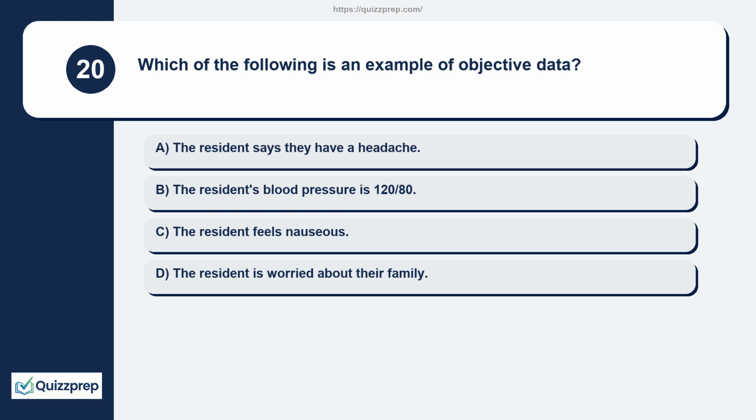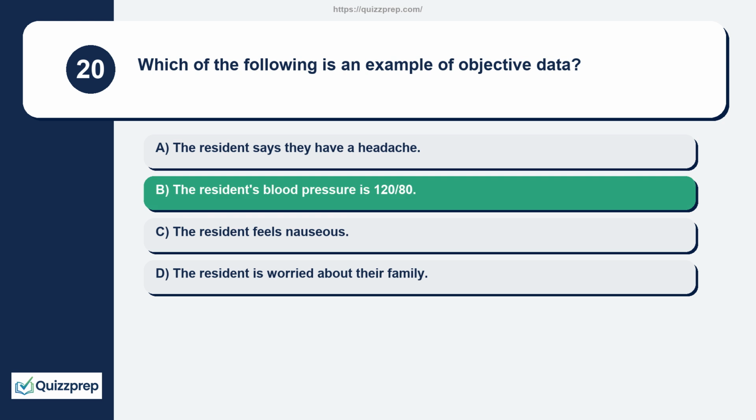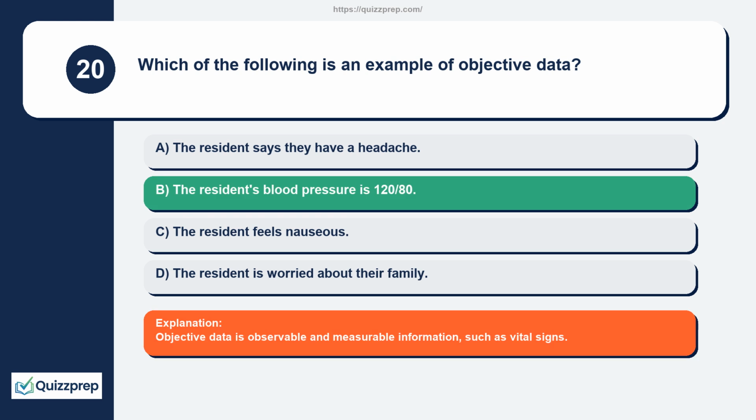Question 20. Which of the following is an example of objective data? The resident says they have a headache. The resident's blood pressure is 120/80. The resident feels nauseous. The resident is worried about their family. Objective data is observable and measurable information, such as vital signs.